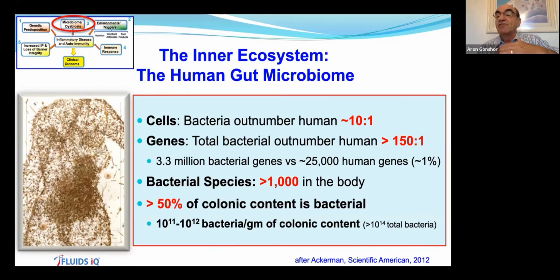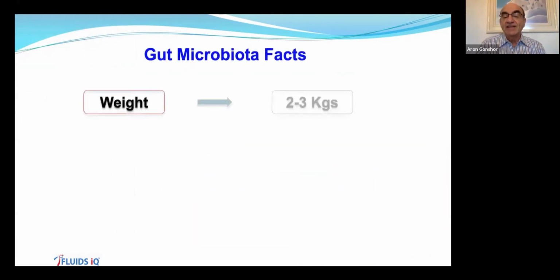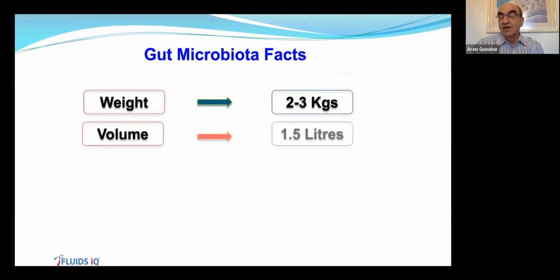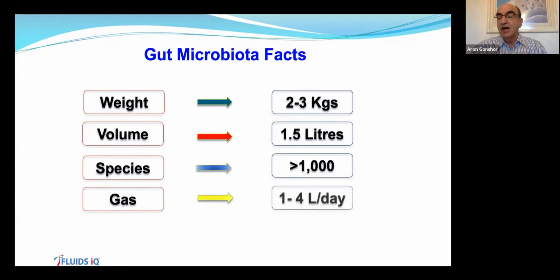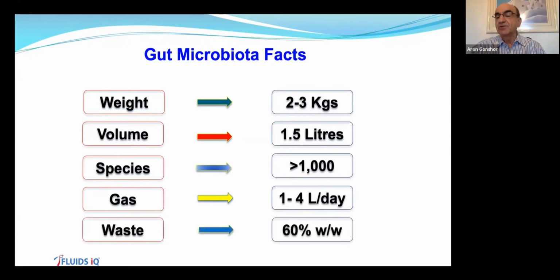Bacterial species, we know of at least 1,000 or more, and that's increasing by the week. And about 50% or more of the colonic content, the content of the colon and what it lets out of the anal cavity, is bacteria. So we know by weight, we got about 2 or 3 kilograms of bacteria in our bodies at any time. The volume, about 1.5 liters. 1.5 liters. You're not reading that wrong. The species, as I said, about 1,000 or more, and we keep discovering more. The amount of gas that we produce, about 1 to 4 liters a day. We're constantly producing it. And the waste, about 60% by weight.